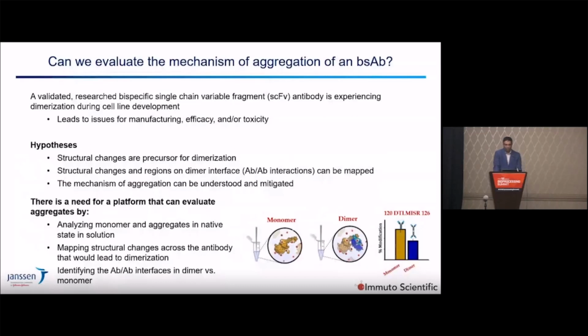So the platform we've used here is to analyze purified monomer and the aggregate, in this case a dimer, in its native state in solution, and mapping structural changes across the entire antibody, not just limited to certain regions, and then inferring where the binding is taking place in this dimer. So we identify the antibody-antibody dimer interface by comparing the dimer to its monomer. It's a binary comparison.